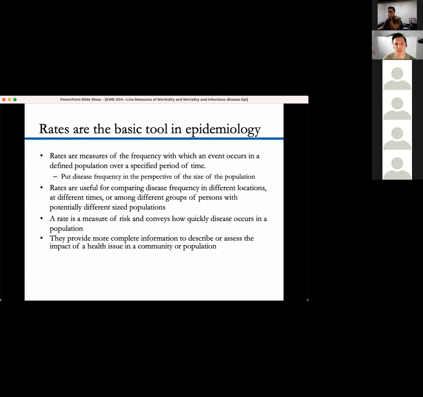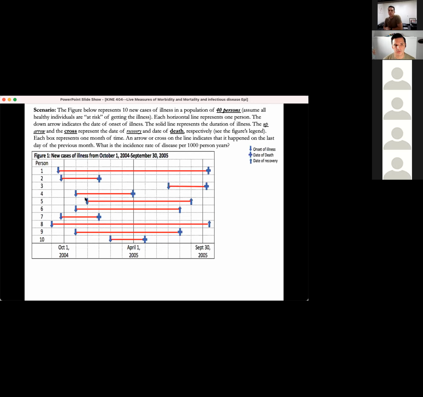So I had a question in the chat: how do we get 6 for the new cases? If you're looking at this figure again, we're looking at the number of new cases from October 1st to September 30th. So we count the number of down arrows in that time period. There's 1, 2, 3, 4, 5, 6. All of these down arrows that are before October 1st, 2004, those new cases of disease happened before the time period of the calculation. So they're not included in our calculation because it's not within the time that we are interested in. Hopefully that helps explain that.